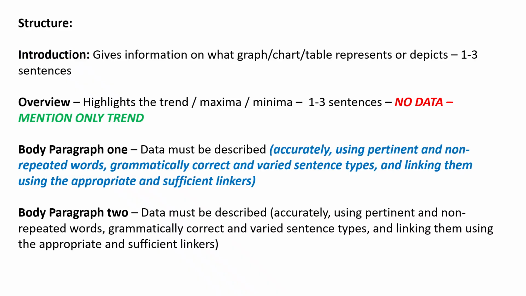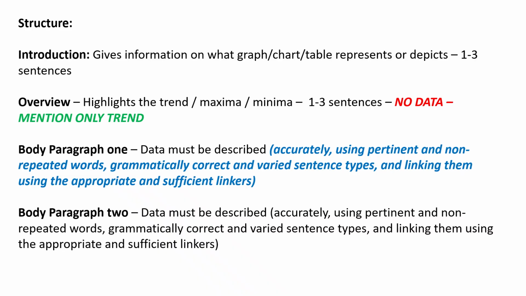So either graph, chart, table, or maybe process diagrams or the maps, you are supposed to write around 1 to 3 sentences, as you can see here. So write 1 to 3 sentences. Sometimes even one sentence is more than good enough. And after writing the introduction, you write the overview.